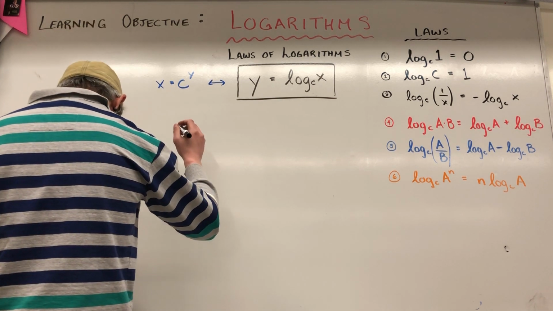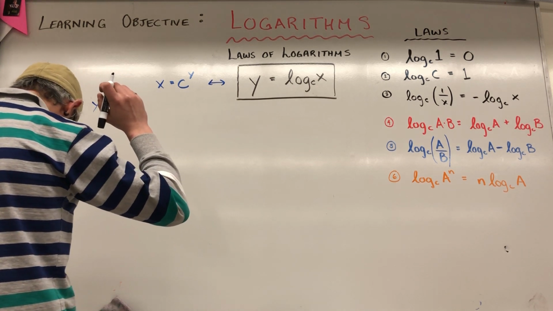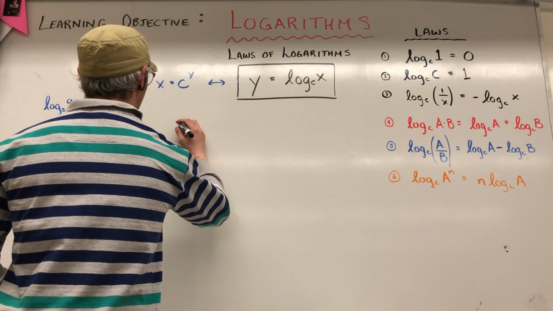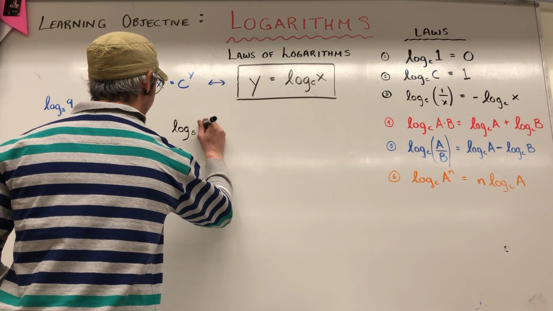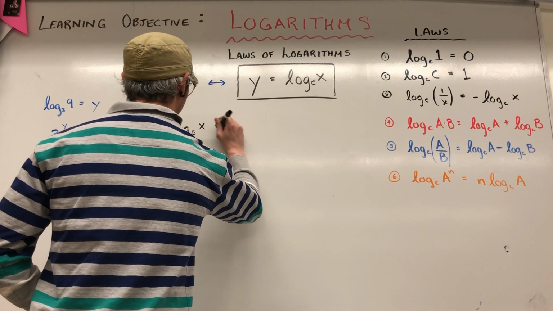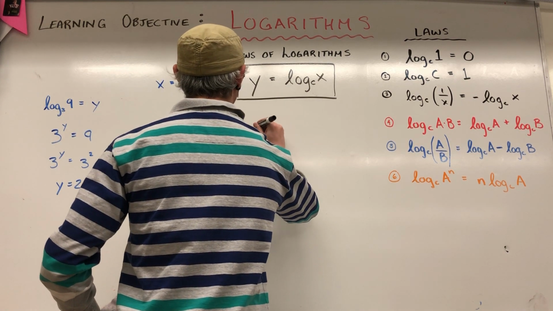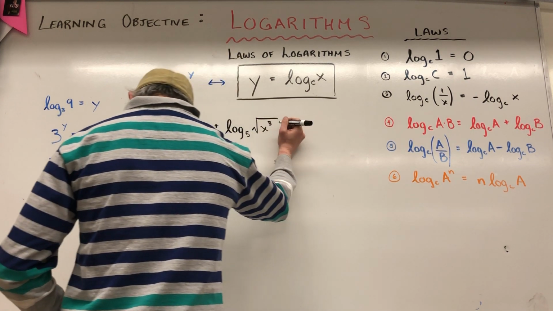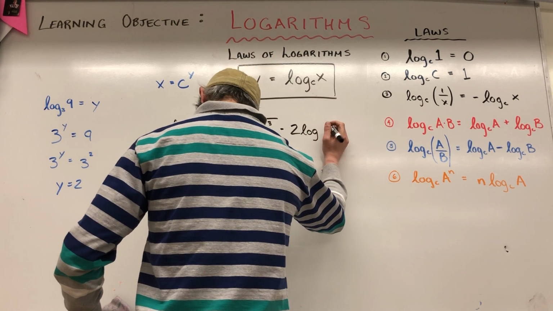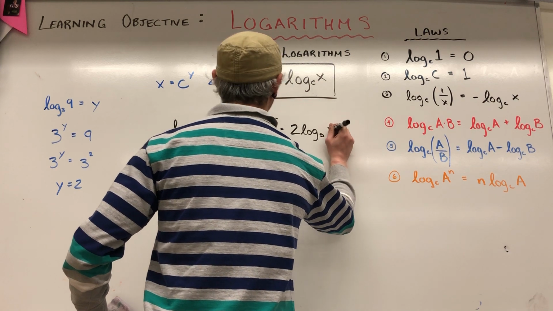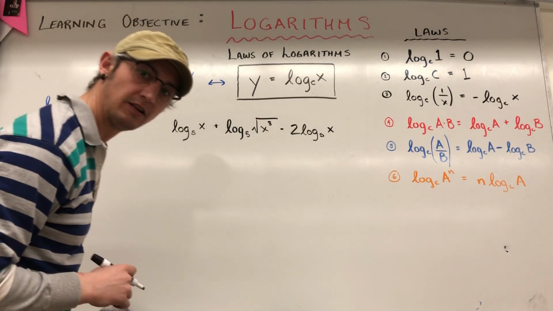So they want me to write this: log base 5 of x plus log base 5 of the square root of x cubed minus 2 log base 5 of x. Okay, I have all the same bases, that's good. So that tells me that I can use my log laws.